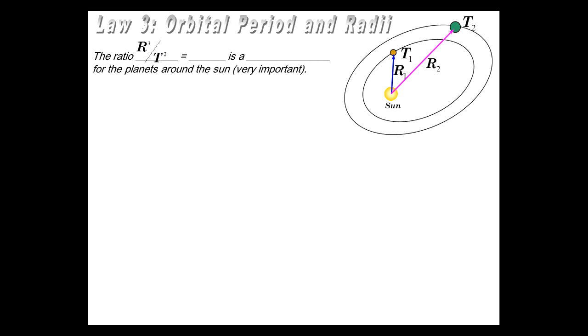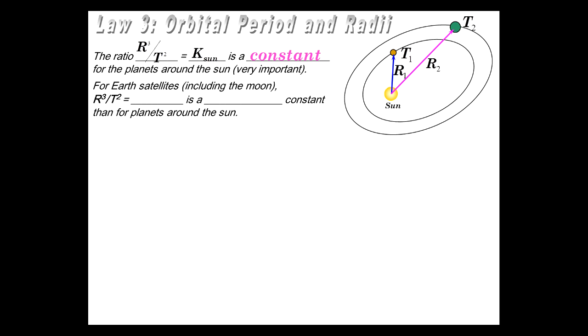And he discovered over and over that the ratio of the radius cubed over the period squared of the orbit is a constant. It's a constant for our sun. It has a particular value for anything orbiting our sun. So here we have planet 1 and planet 2, two different radii, two different periods. And so if you take that ratio, it's the same for all the planets.